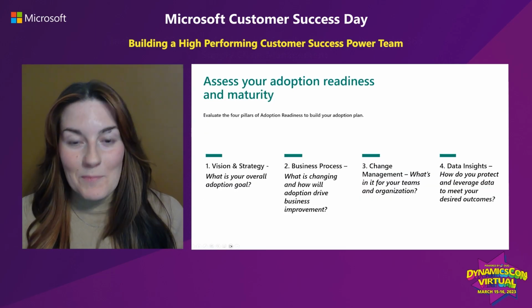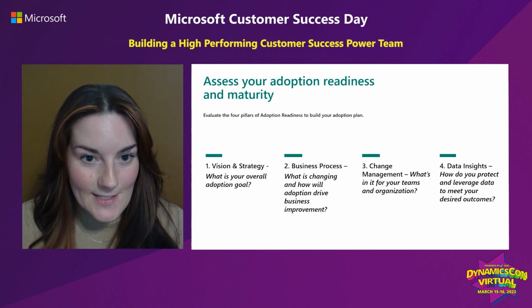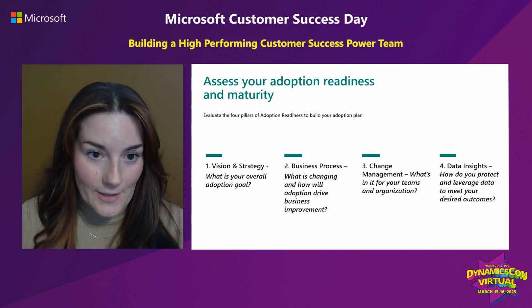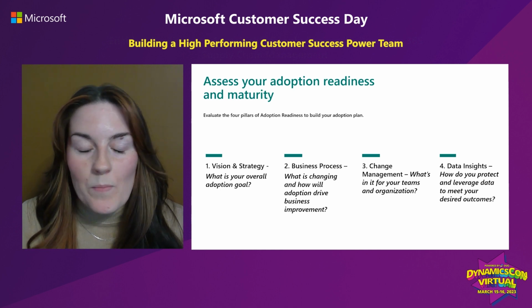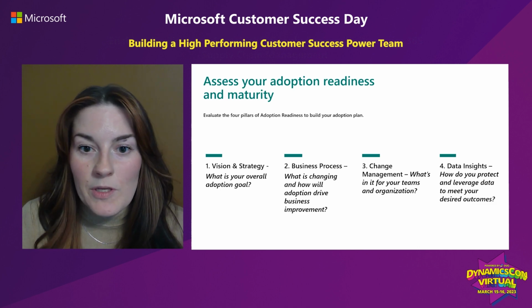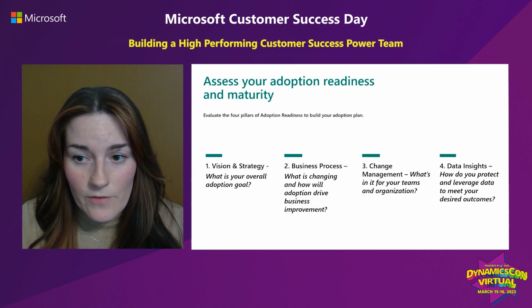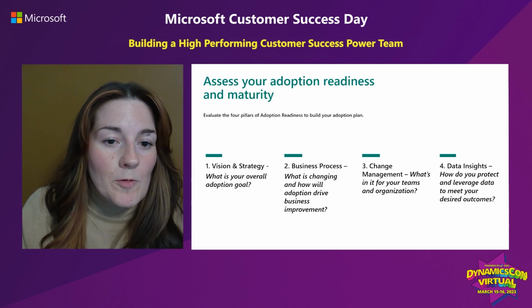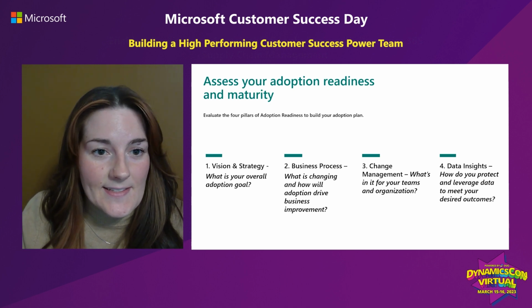Okay, so now you've completed the second step of the adoption planning journey, and it's time to determine the next steps you should take to actually achieve those desired outcomes you just identified. And we're going to do this by assessing your adoption readiness. And we base our pillars of readiness off of research partners like Gartner, APQC, ProSci, and CMMI. For this assessment, the 4 pillars of readiness we will measure are vision and strategy, business process, change management, and data and insights.